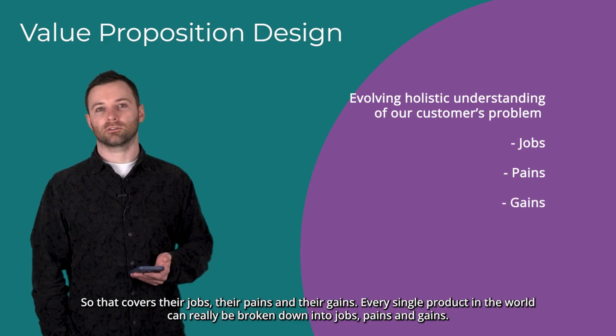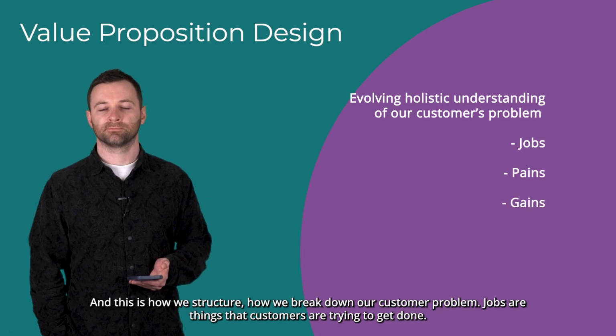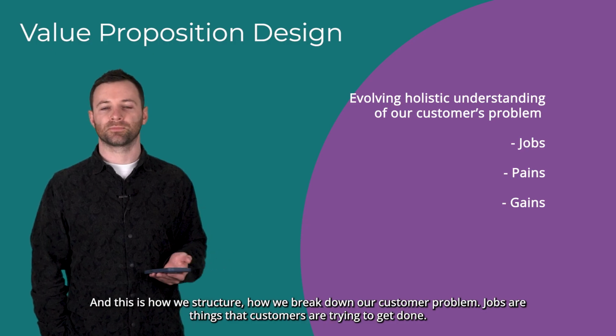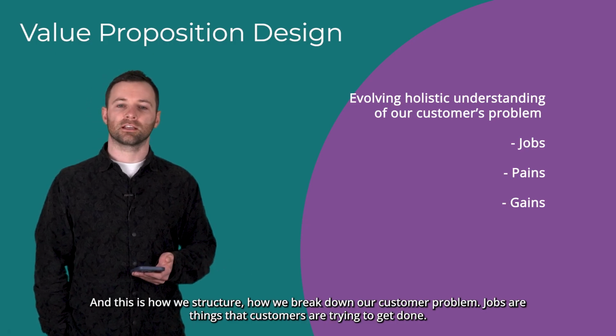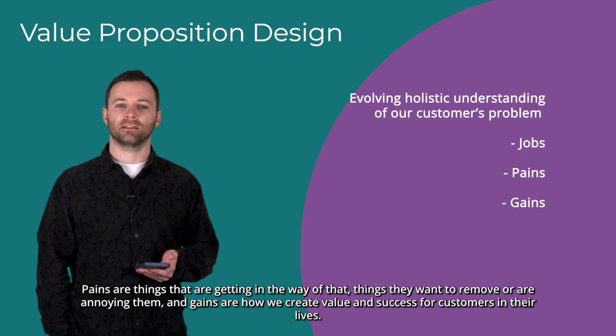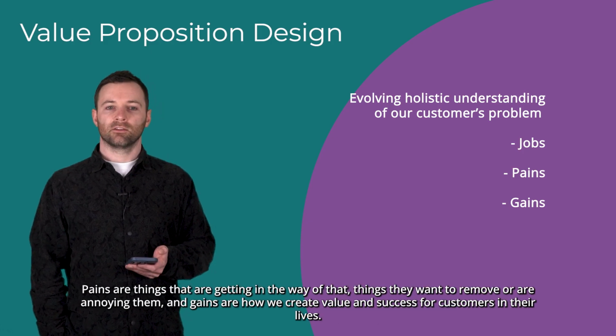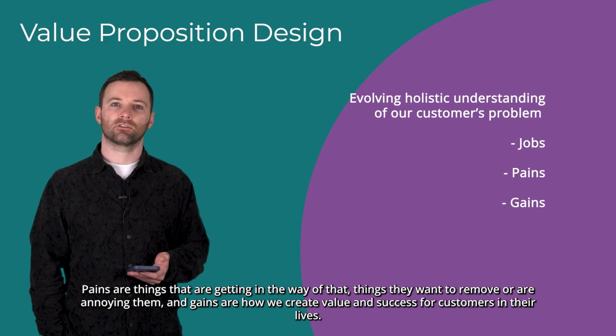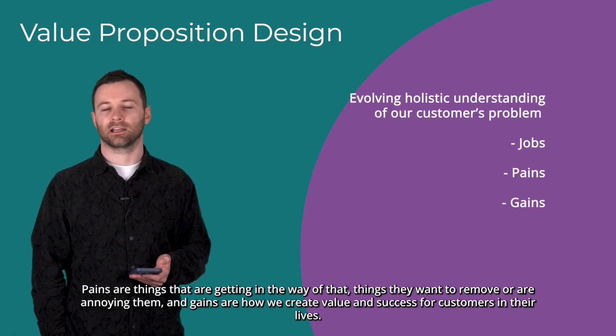Every single product in the world can really be broken down into jobs, pains, and gains. And this is how we structure how we break down our customer problem. Jobs are things that customers are trying to get done. Pains are things that are getting in the way of that, things they want to remove or are annoying them. And gains are how we create value and success for customers in their lives.